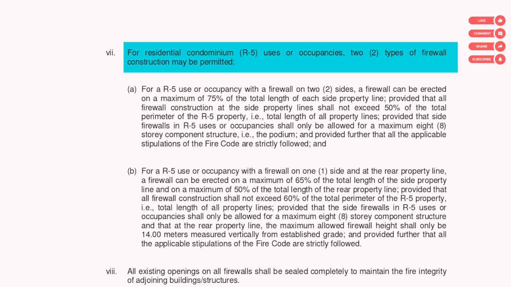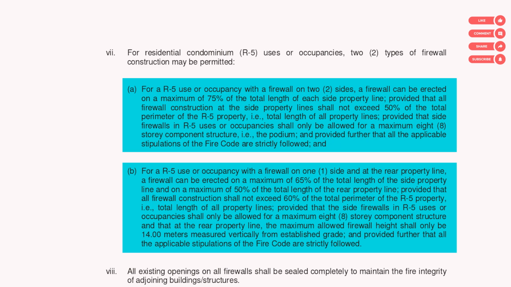Lastly, for R5, very similar to R3, there are two options. For two sides, option A, 75% per side, total should not exceed 50% of the lot perimeter, maximum height 8 floors. If you go for side and rear, 65% on the side, I'm sorry, 50% on the side. Total should not exceed 60% of the perimeter, 8 floors for the side maximum, 40 meters for the rear maximum. So that's R5. Okay, so that's very detailed, no?